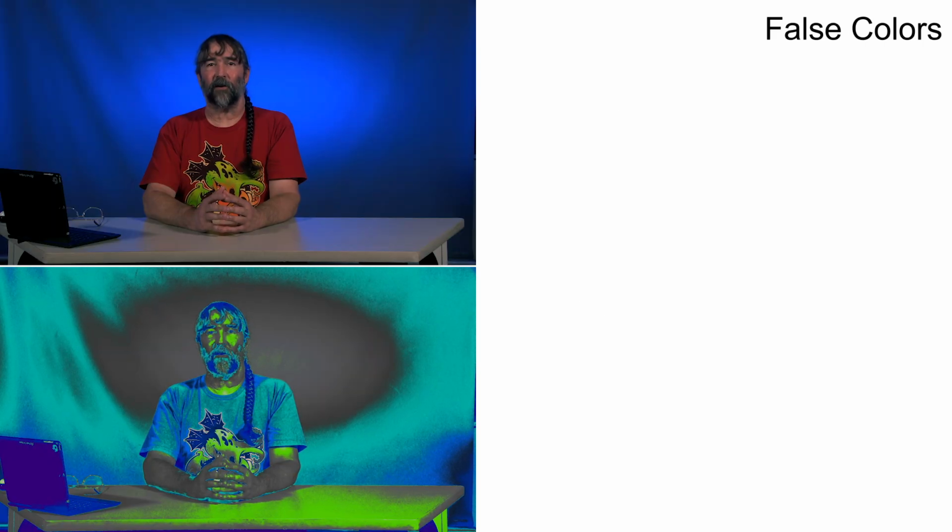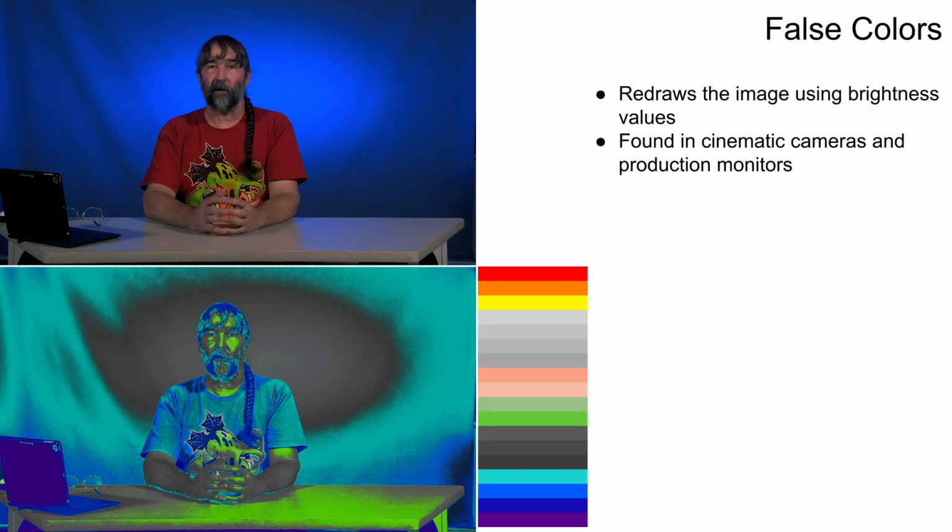The next tool to talk about is false colors. Now, false colors are a lot of fun, I think, to play with. And false colors are found in cameras that have cinematic backgrounds. So if you were shooting with a Red or an Arri or any of the really big name cinematic cameras, you would expect to see false colors. Even some Blackmagic cameras have got false colors in them. You can also find them in a lot of production monitors these days.